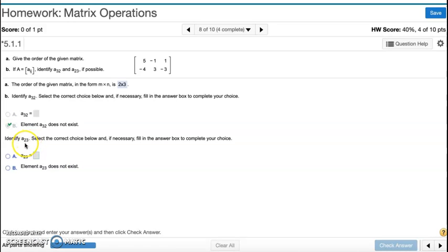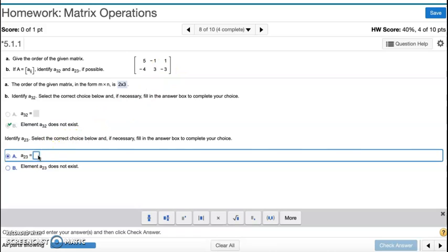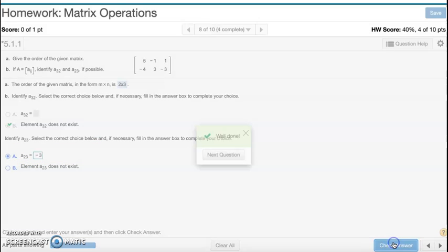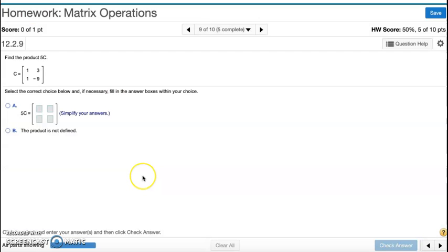So now it's asking for row 2, column 3. So first and second row, so here's the second row. Column 3 is right here, so negative 3 is that position. Because you remember, rows and then columns, it goes in order of rows and columns. And that's number 8. Number 9, find the product of 5c.